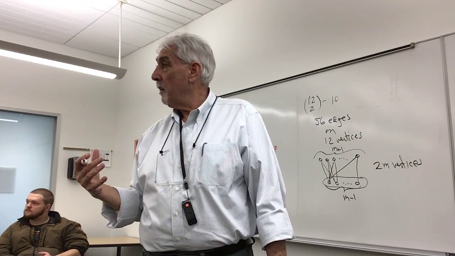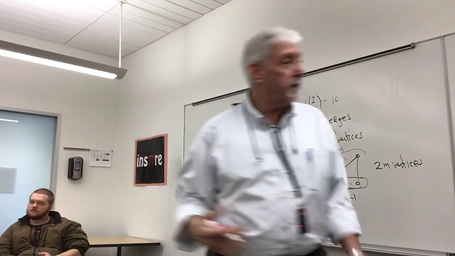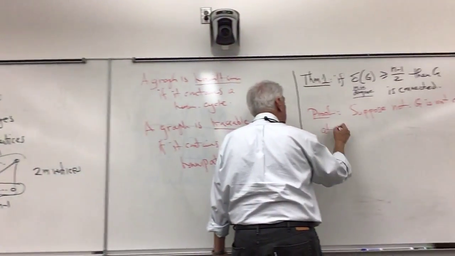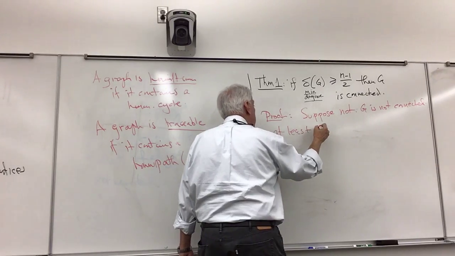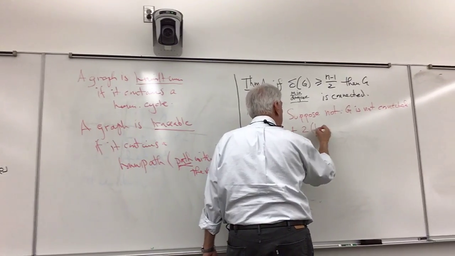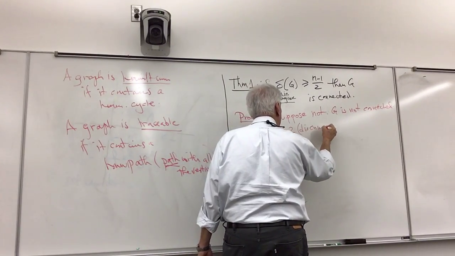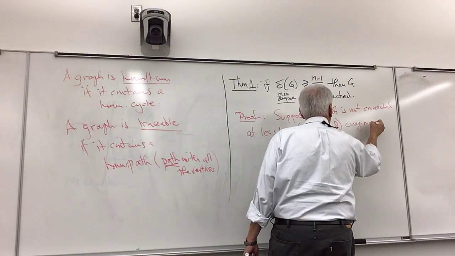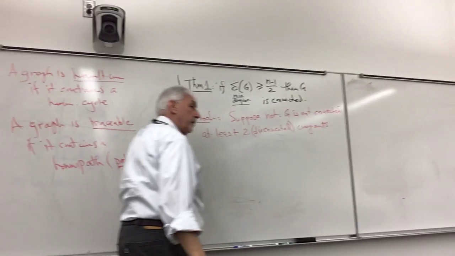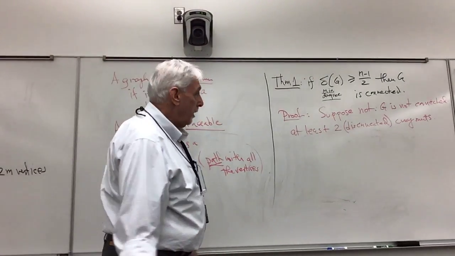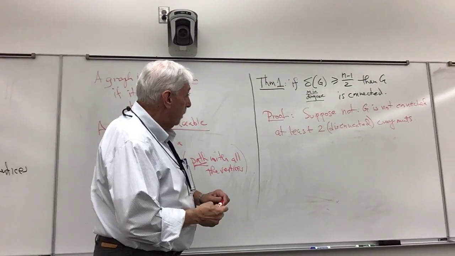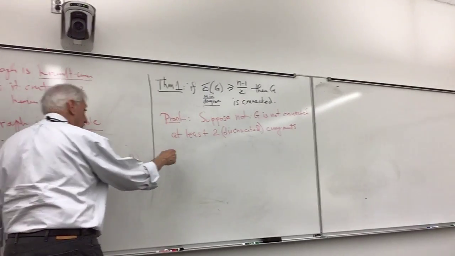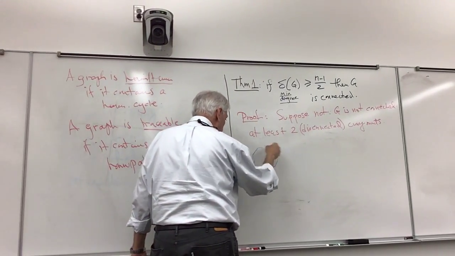There are two vertices that don't have a path between them. So in other words, there are at least two disconnected components. There may be more, but I know that there's at least two different components, two pieces that are not adjoined to each other. So here they are.